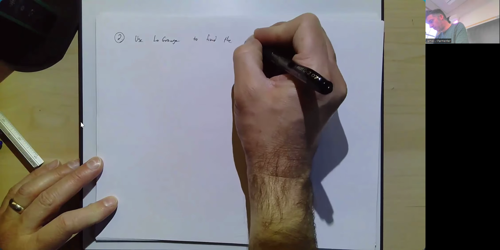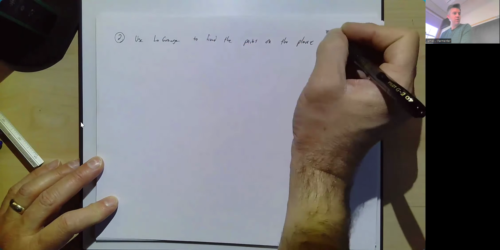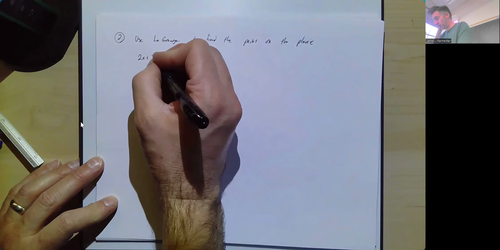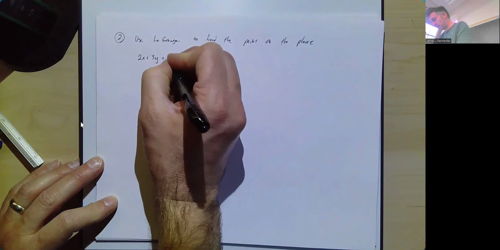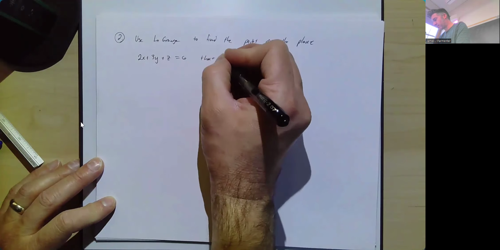the point on the plane 2x plus 3y plus z, sorry, 2x plus 3y plus z equal to 6 that is closest to the origin.